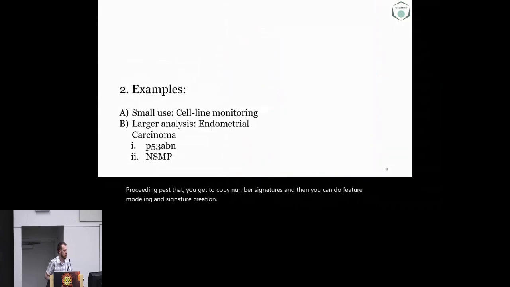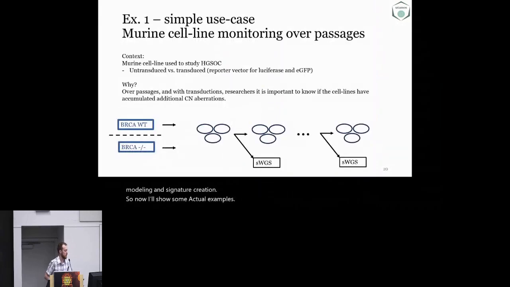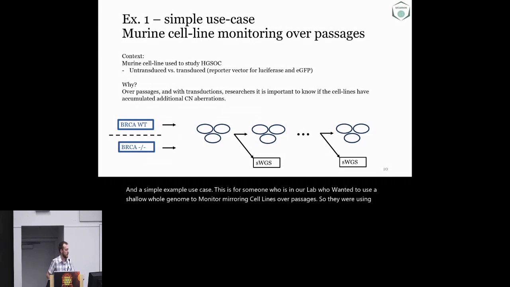So now I'll show some actual examples. A simple example use case, this is for someone who was in our lab who wanted to use shallow whole genome to monitor mirroring cell lines over passages. They were using a cell line that was a good proxy for high-grade serous ovarian carcinoma, that's HG-SOC, and they wanted to compare untransduced and transduced cell lines.